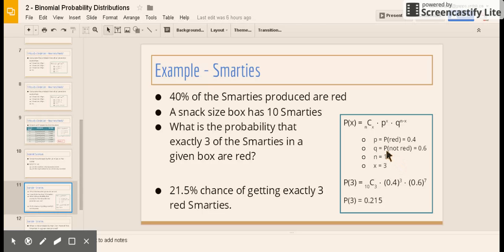The probability of getting anything but a red Smartie would be 0.6. There are 10 Smarties in the box, so n is 10. And I want to know exactly 3. So X is 3 in this case. I just have a single probability to do. And I get an answer of 0.215, which is 21.5% chance of getting exactly 3 red Smarties.